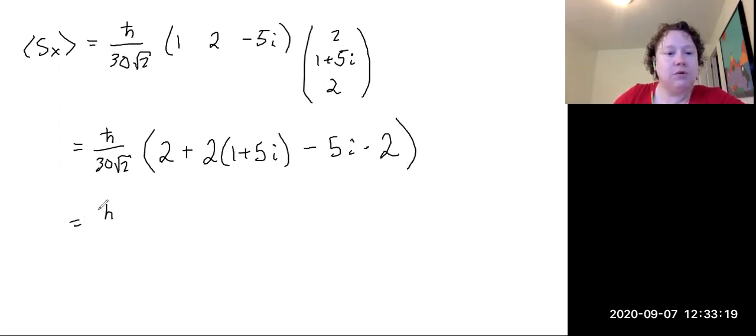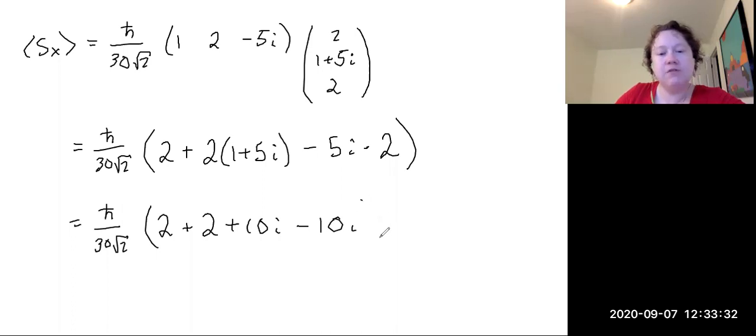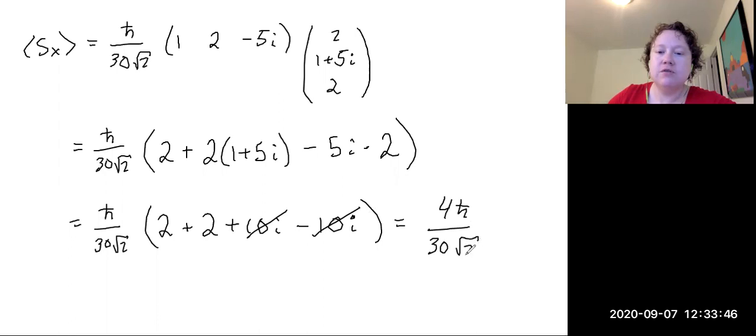Do a little bit more rewriting, h bar over 30 times the square root of 2. And this becomes 2 plus 2 plus 10i minus 10i. We say, oh, thank goodness, we're on the right direction. The imaginary parts cancel, which is a relief. They should. If they don't, we screwed up somewhere. And this becomes 4 h bar over 30 square root of 2.